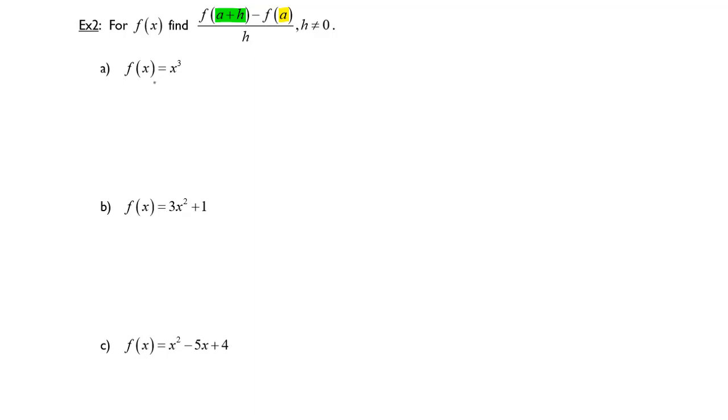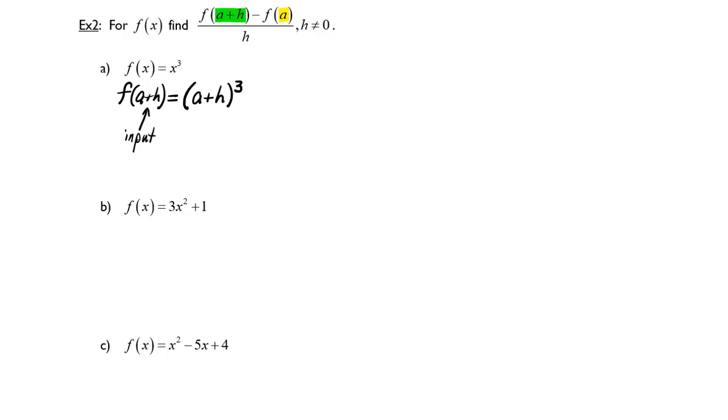So we're going to start out with the f of a plus h. We know that our original function rule is x cubed. But instead of x, we're going to substitute a plus h into our function. So our input, or domain values, are a plus h. So that is what I will substitute in place of the x.